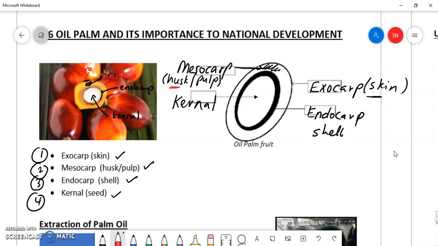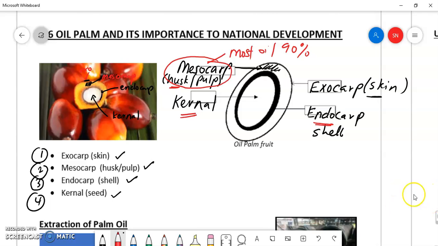When palm oil is produced from the oil palm fruit, the one that gives the most amount of oil is actually the mesocarp. This is actually the most oil. Almost 90% of the oil comes from the mesocarp. And the second most oil we will get from the kernel. Endocarp is the least. So remember the sections or the structure of the oil palm fruit.